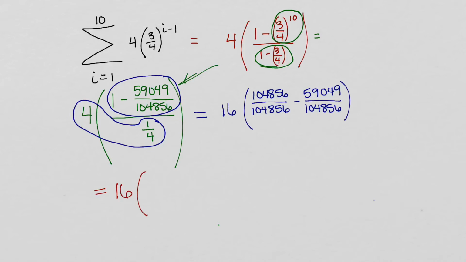Subtract the numerators only. Leave the denominators alone. So it's 104,856 minus 59,049. And you get 989,527 over 104,856. And now I have a 16 on top. Now, if I multiplied this top number times that number and then tried to divide by the denominator, I'd have that same problem in the fraction.